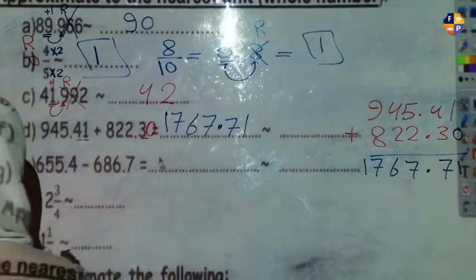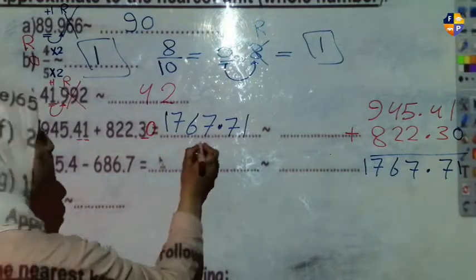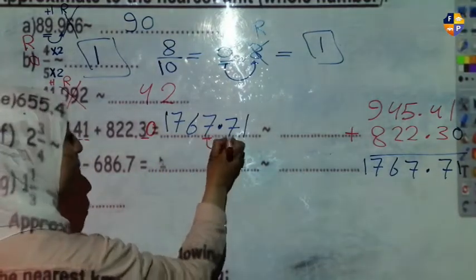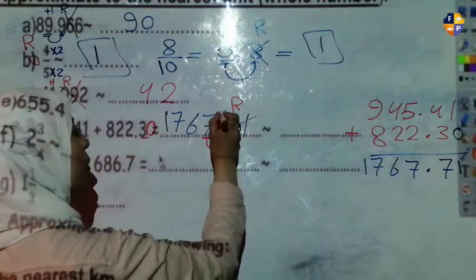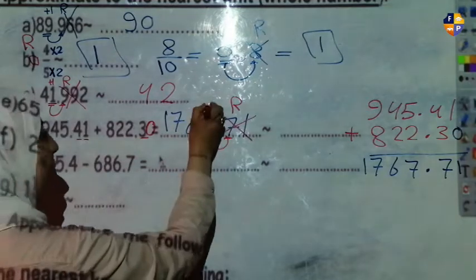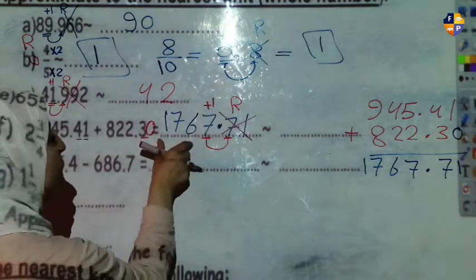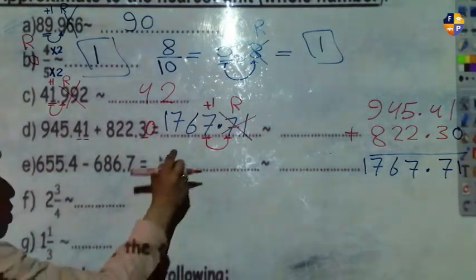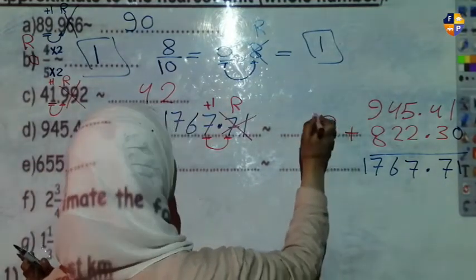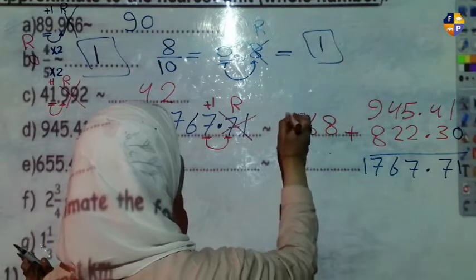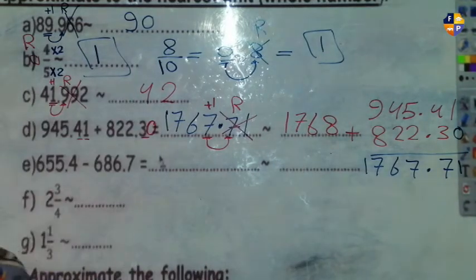17,167.71. And now I will do the approximation. Underline the digit in units. Look at the digit in tenth place. 7 is rich, so I will remove the decimal part and add 1 to the units, then keep the other digits as they are. 7 plus 1 equals 8. 6 in tens, 7 in hundreds, 1 in thousands.